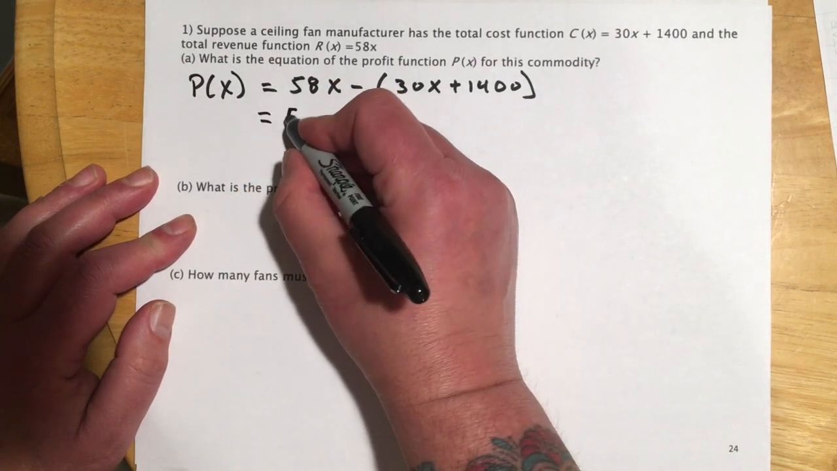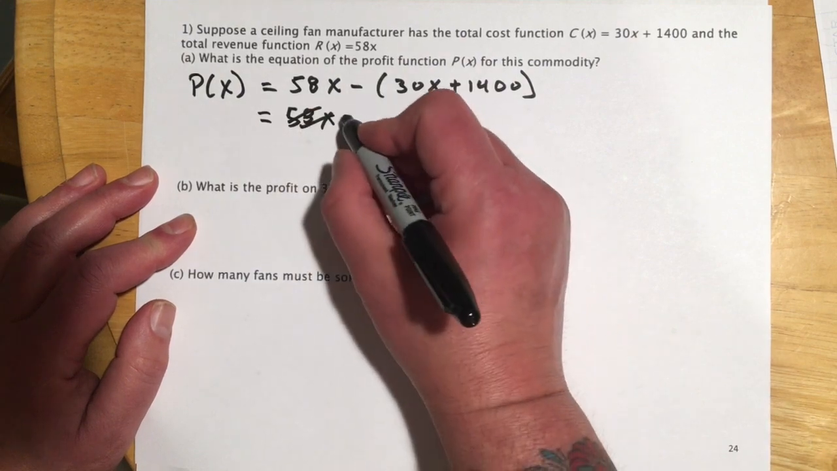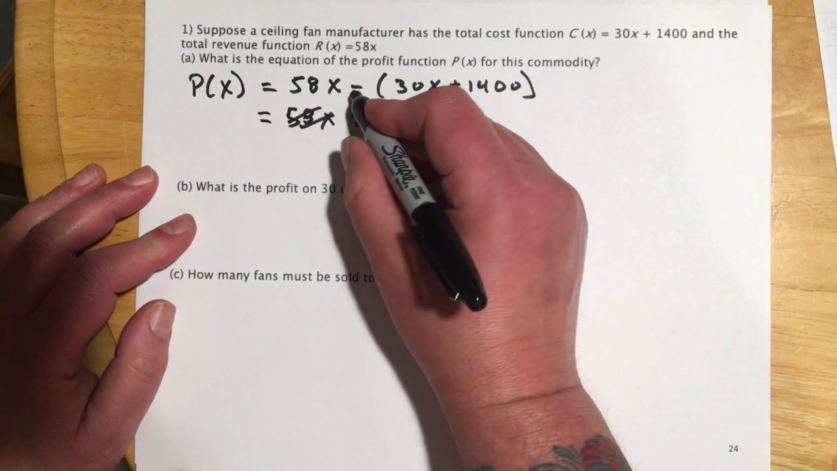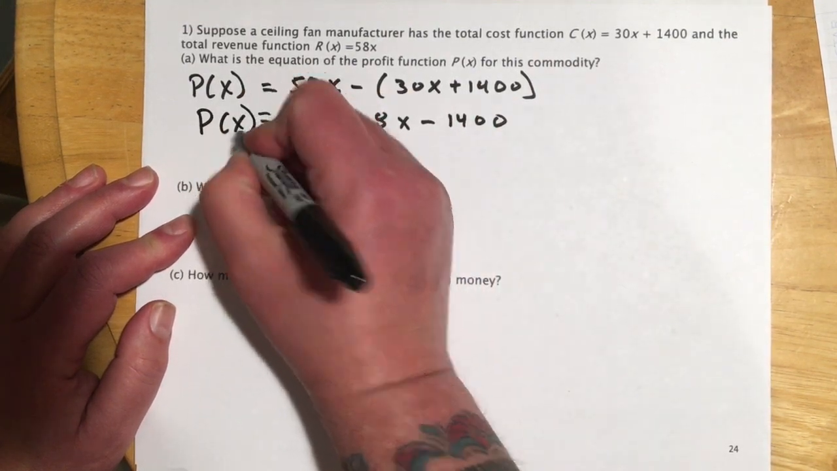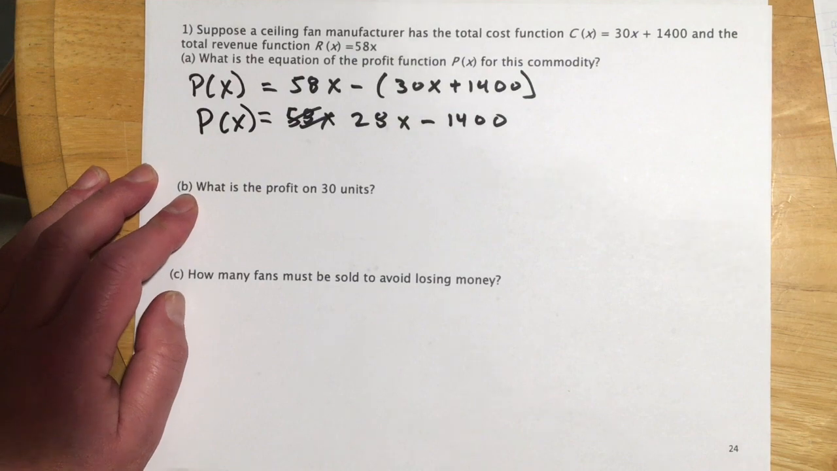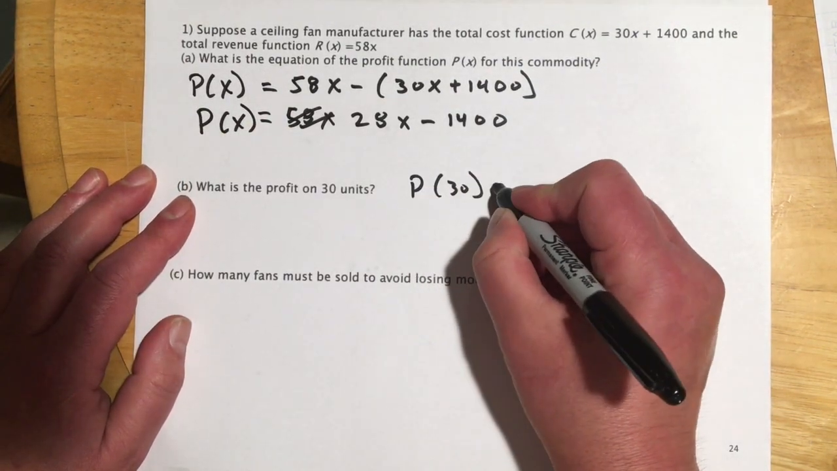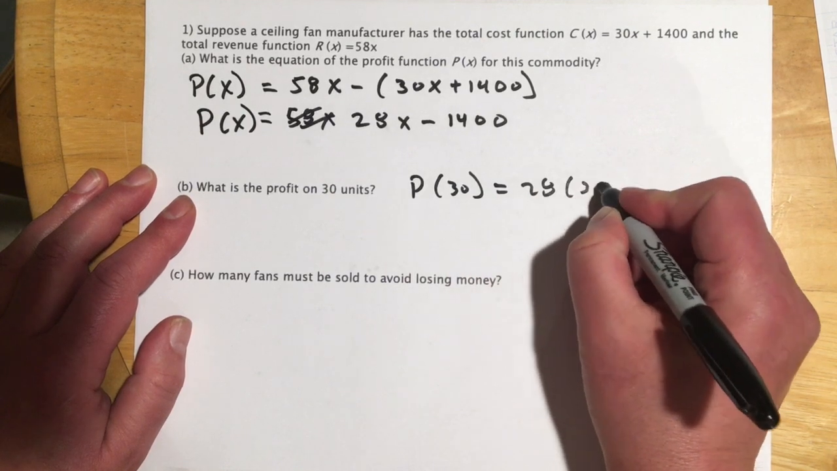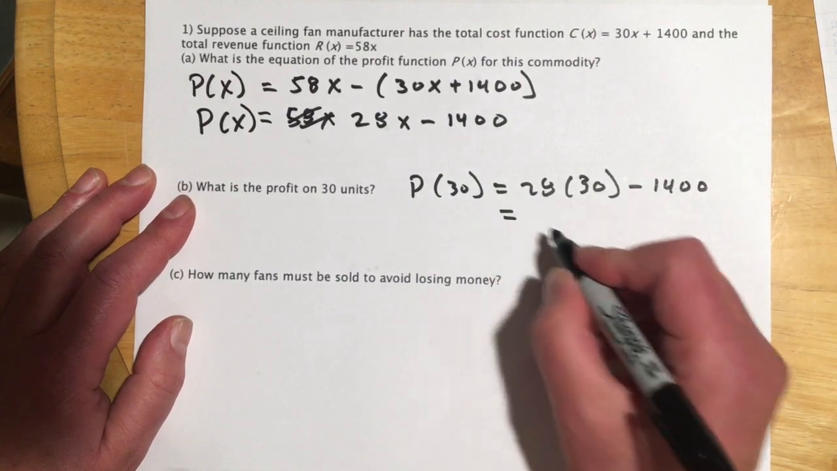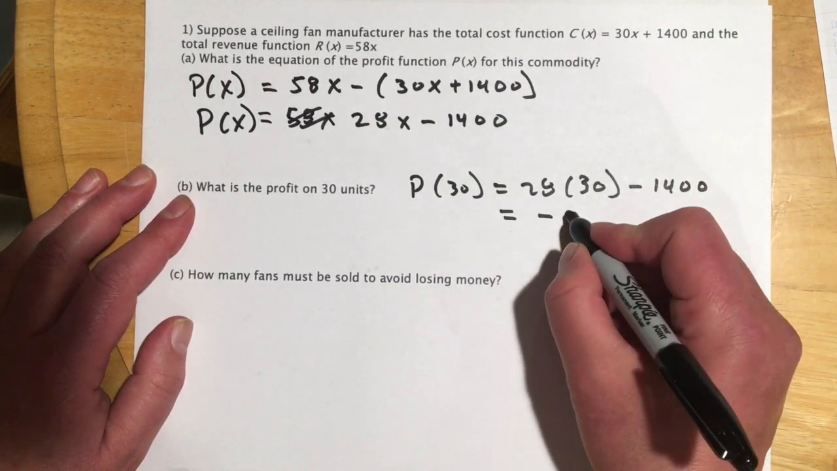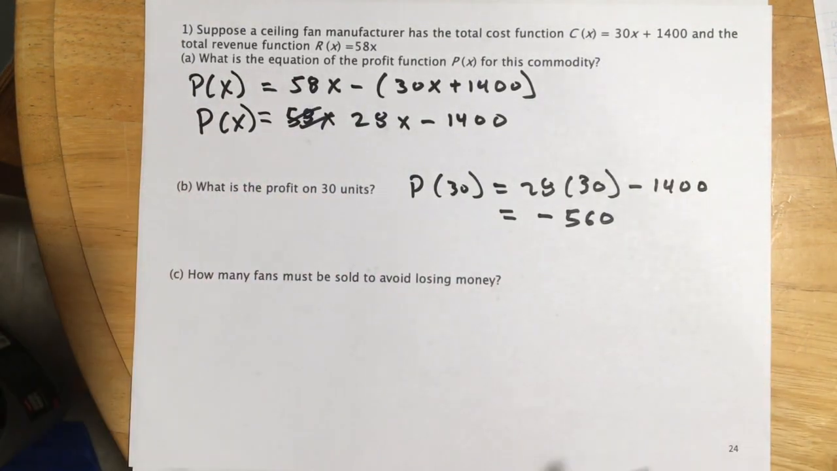And then collecting that, I get 58x. No, I don't. I get 58 minus 30 is 28x. And then minus the 1400. What's the profit on 30 units? So if I plug 30 in here and find P of 30, that will be 28 times 30 minus 1400. And then tossing that in a calculator, you'll get negative 560. And so that means that we lost money when we only made 30 units.